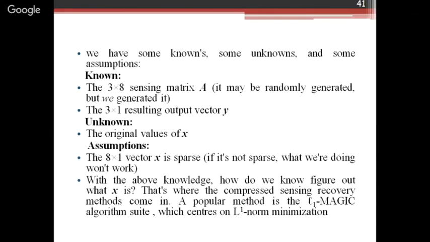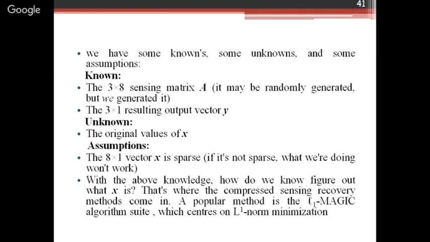And what are the assumptions? The very important assumption is that the 8 into 1 vector x which we are dealing with is sparse in nature. If it's not sparse, what we are trying to do is not going to work. And with this knowledge, the question is how we are going to figure out our original signal x, whose values are pretty different from the values which we are measuring. That's where the compressed sensing recovery algorithms come into the picture.